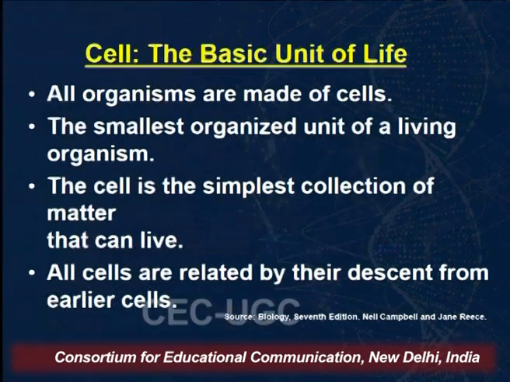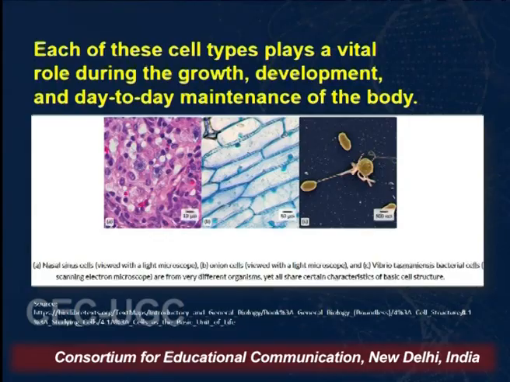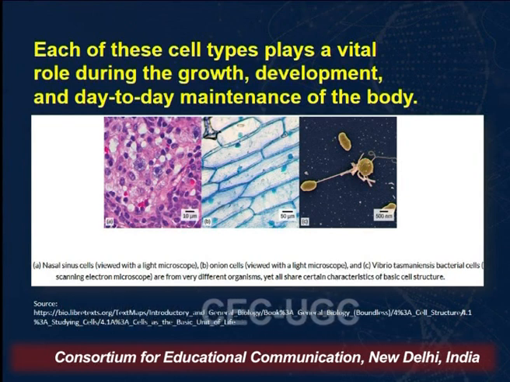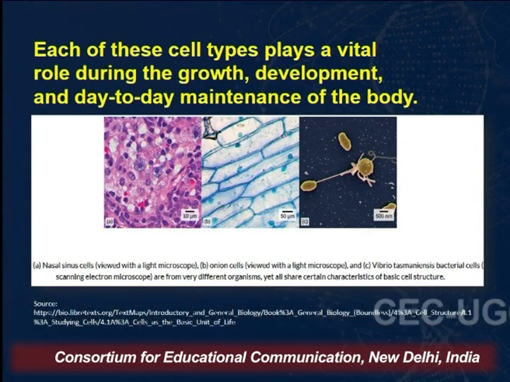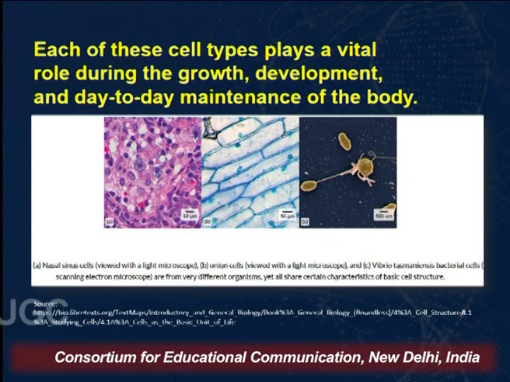Now as we know, the cell is the basic unit of life and it is the smallest organized unit of a living organism. This cell is basically the simplest collection of matter that can live, and cells are related by descent from earlier cells. If we see the picture over here, it shows various cell types. The onion cells can be seen, and how exactly these cells are structured apart from one another with the help of the plasma membranes.